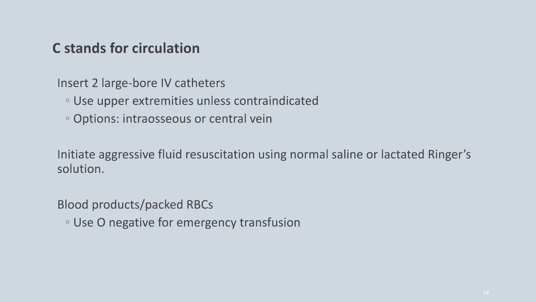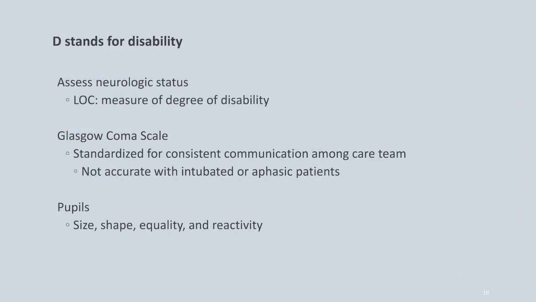Also, if you are in the ER, we're inserting 2 large bore IV catheters. Use the upper extremities if not contraindicated, and if we absolutely cannot get IV access, then we can use the intraosseous or central veins. Initiate aggressive fluid resuscitation using normal saline or lactated Ringer solution. We can also do blood products and packed red blood cells using O negative for emergency transfusions, as that's the universal blood type.